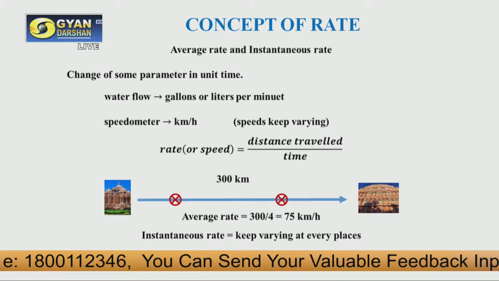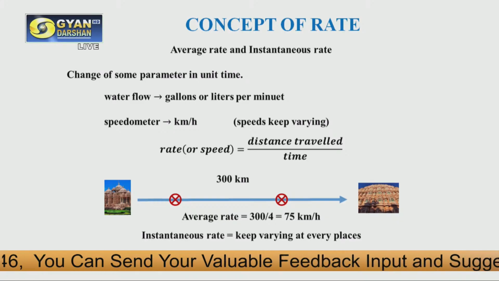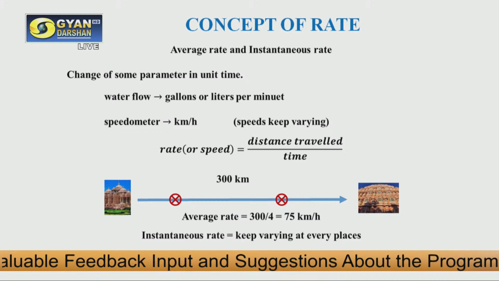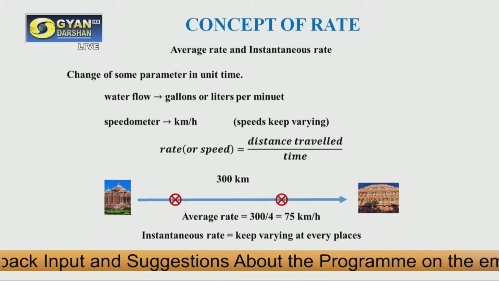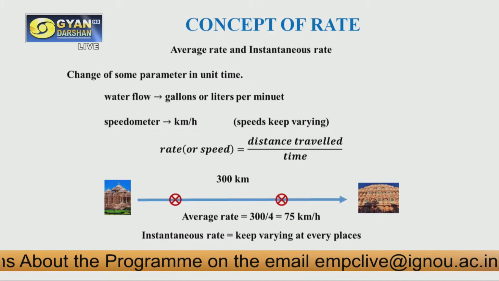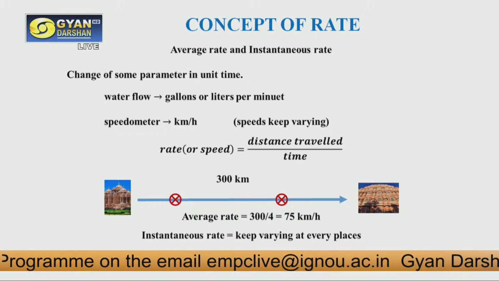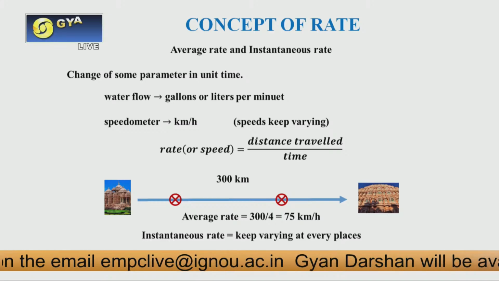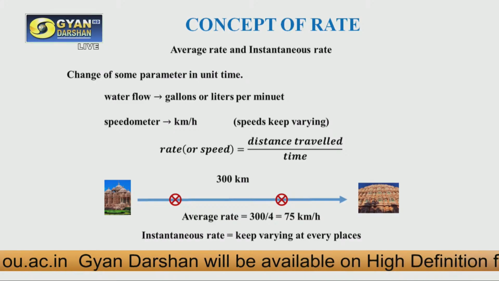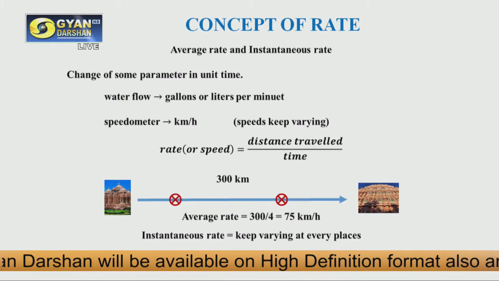Whatever distance we have traveled going from A to B, divided by the time. It is a function of some parameter with time. Time is an important parameter for calculating the rate of any reaction, or the rate of any parameter. Suppose we are going from Delhi to Jaipur. Let's take that as an example.